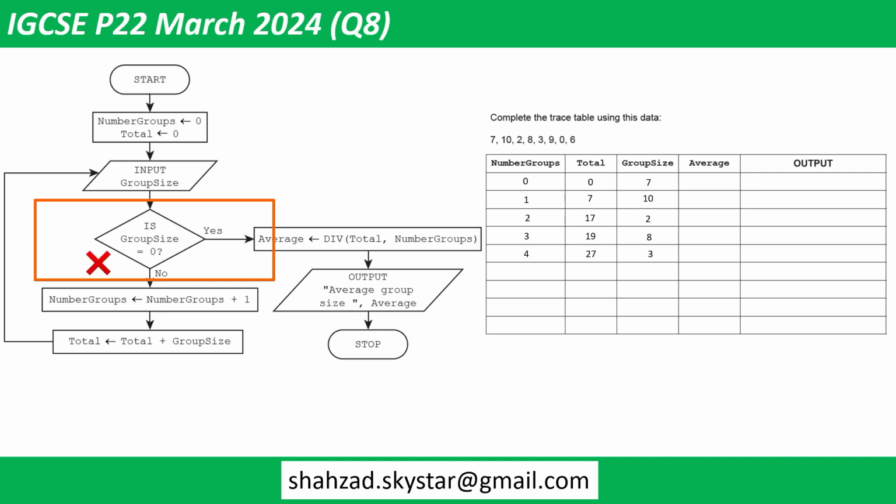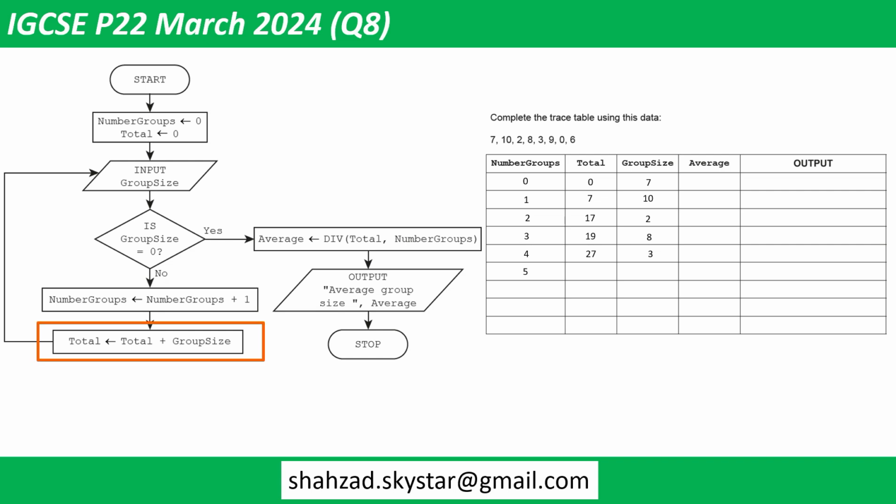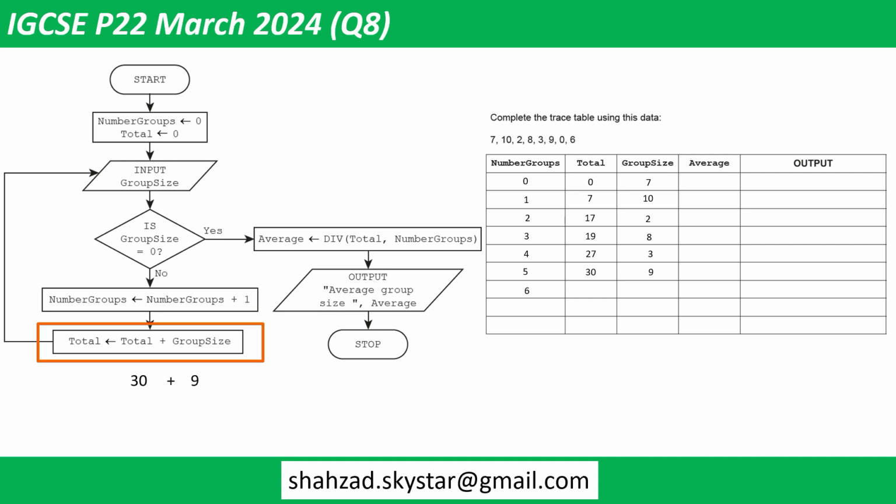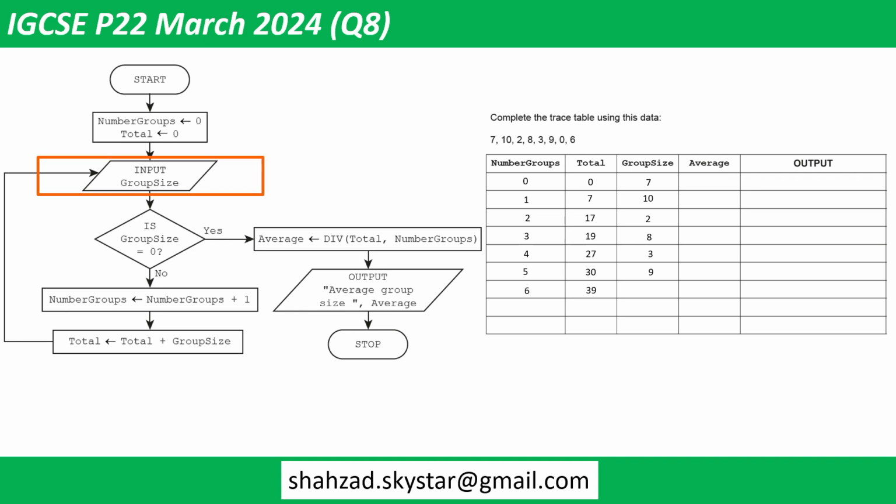Then is 3 equal to 0? That will be false, and in case of false, it will calculate number of groups plus 1. It will become 5. Then it will calculate the total. 27 plus 3 will become 30, and the next input group is 9, and it will check whether 9 is equal to 0. That will be false, and then number of groups will be calculated as 6. Then total will be calculated as 30 plus 9, which is 39, and the next input group size is 0. And then is group size equal to 0? Yes, it will be true because 0 equals 0.